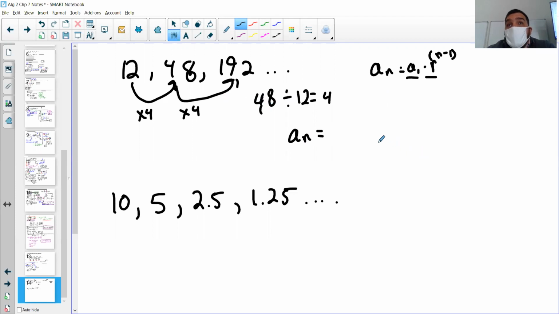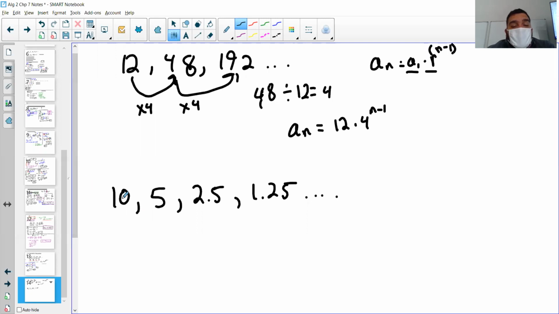Am I doing the AN, or like the A7? No, just give me AN. AN equals blank. So what's the A1? 12 times 4 to the power of n minus 1. Good.